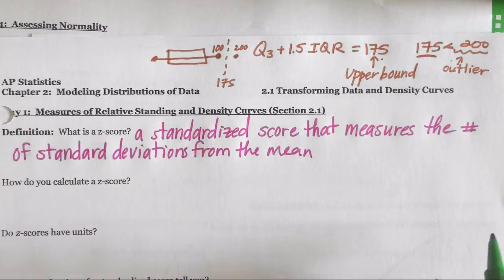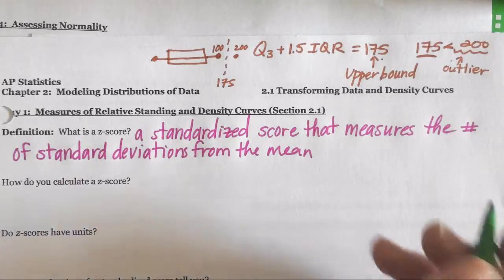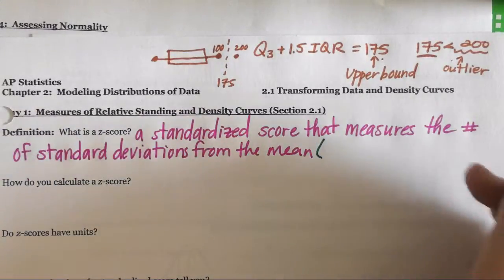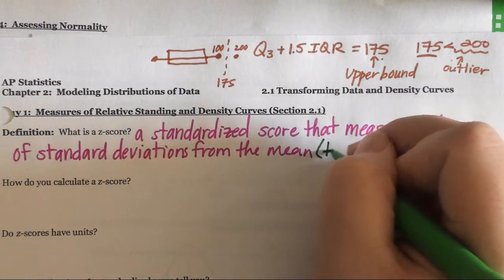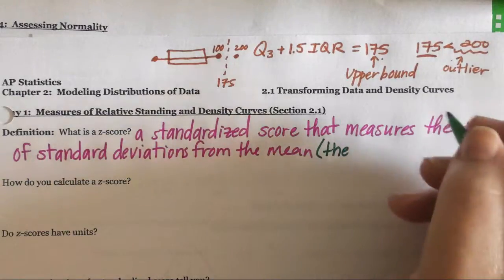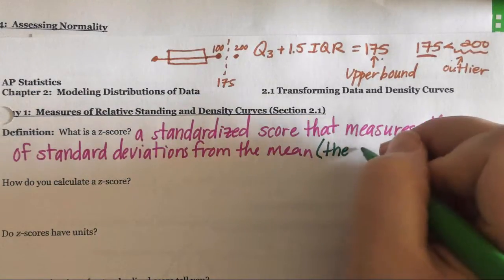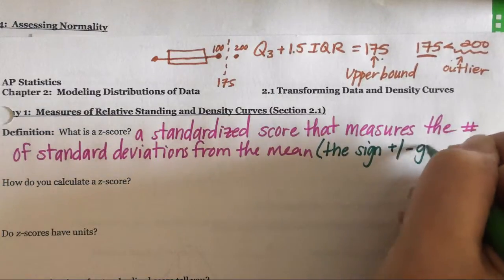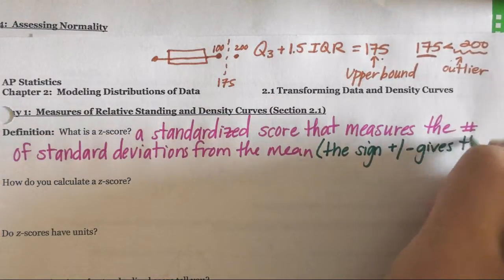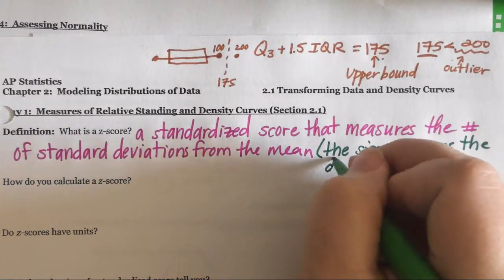Okay, so we're trying to measure how many deviations we are from the mean. So how far did we get away from that true mean? And again, the mean could be skewed if our data has outliers, but what we're assuming right now is we got some nice pretty stuff, we pray. Okay, and then I'm going to write a little side note to myself. The sign, plus or minus, gives the direction.